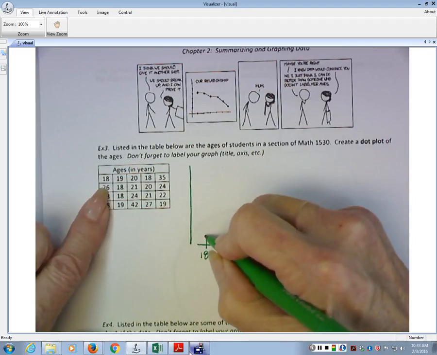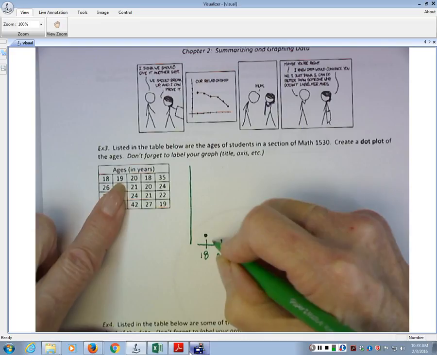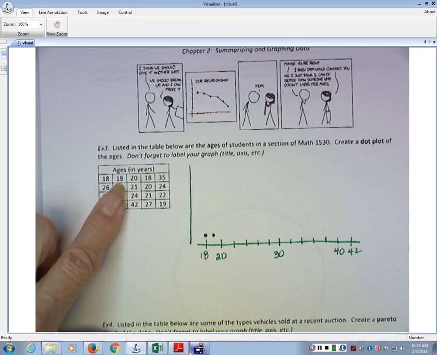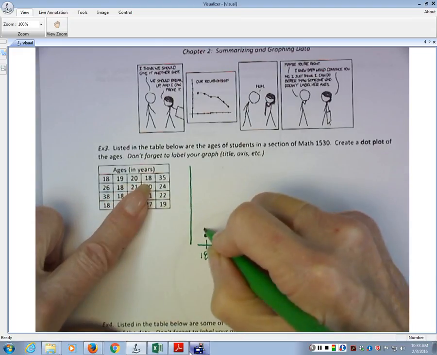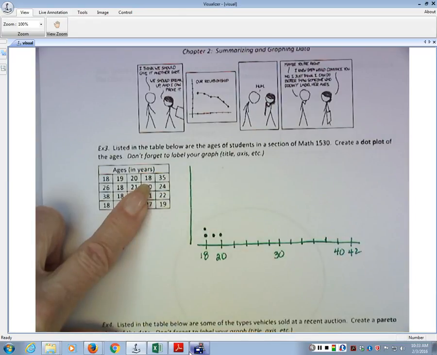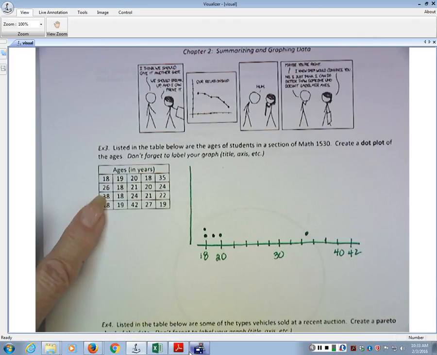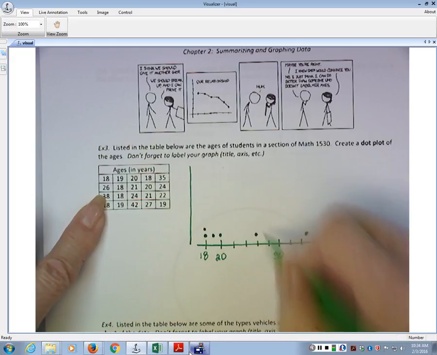What I do is I put a dot to represent that student. And then I have one that's 19. Well, 19's halfway between 18 and 20, so I put a dot to represent that student. And then I have a 20-year-old. And another 18-year-old, so I'll put another dot, about equally spaced. And then I have a 35-year-old, so here's 30, 32, 34, 35, right about there. A 26-year-old, 2, 4, 6, so there's my 26-year-old.